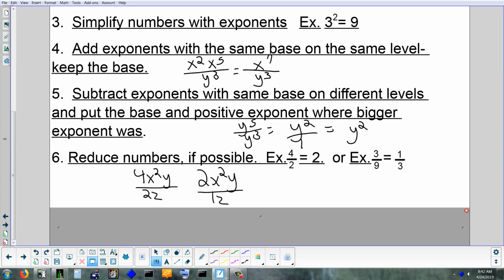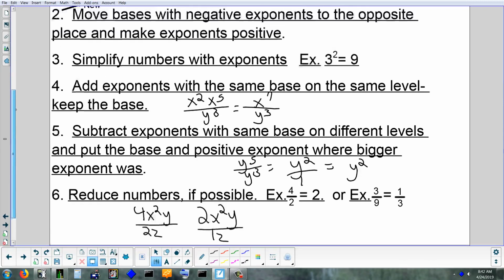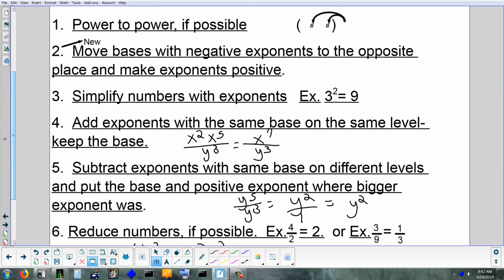That's kind of like the one thing that you just need to know how to do. You need to know how to reduce those whole numbers. It's not a skill that we're teaching you new this week. You just have to know how to do it. All right? So those are the steps. Again, you'll have a spot on your reference sheet to copy all those down. We wrote 5 out of the 6 yesterday. The only thing that's new is step 2, moving the negative exponents. That's the only thing. All right?